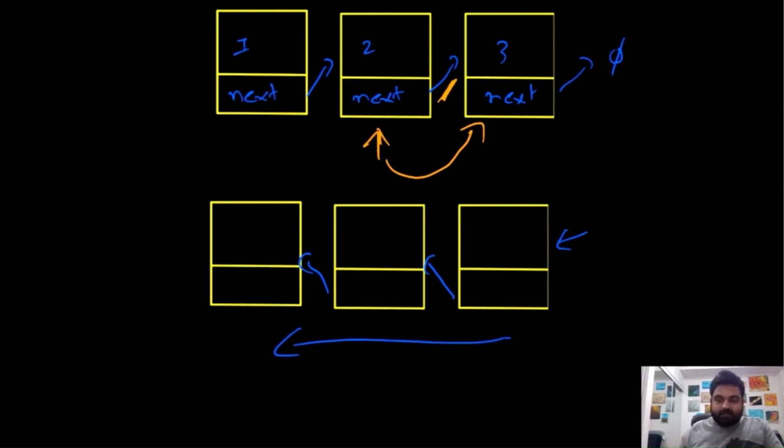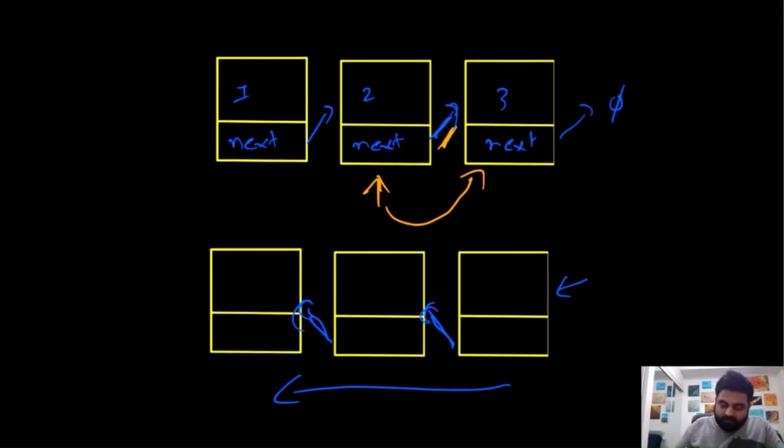And this is the approach we are going to take. Now the question is how, at any point, we can start pointing in the reverse direction from any single node, when originally we were pointing on this side. In order to do that, we'll have to keep track of the previous node as well, apart from keeping track of the current node.